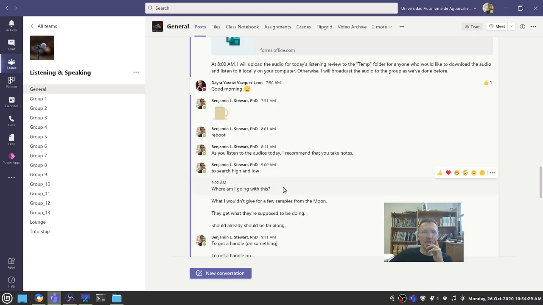Search high and low was one of them. We talked about that. What I wouldn't give for a few samples from the moon. So "what I wouldn't give" was another idiomatic expression that we discussed today in class. We looked at "they get what they're supposed to be doing." Also, we looked at that.